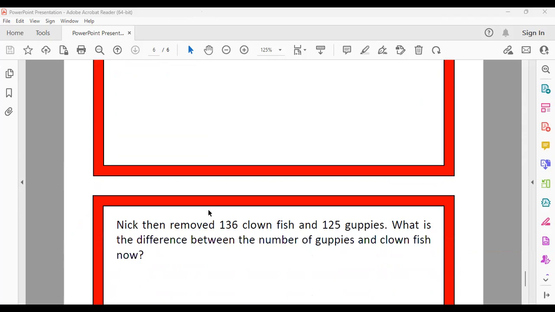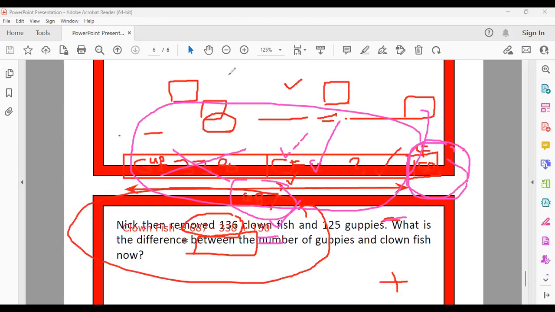Okay, now, Nick, what did he do? He then removed 136 clownfish and he also removed 125 guppies. What is the difference between the number of guppies and clownfish now? So remember from your earlier question, okay, I think I need to go back to my earlier question. All right, there you go. Let's go up.